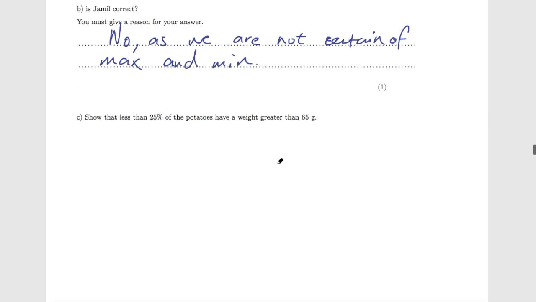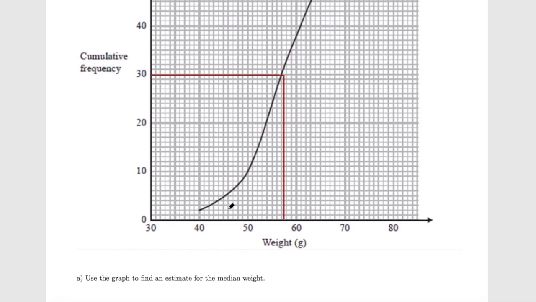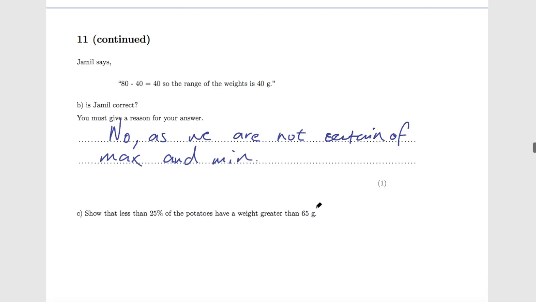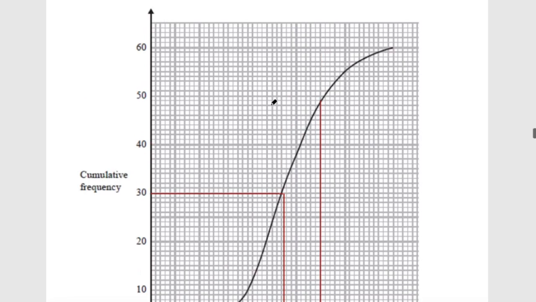Part C says show that less than 25% of the potatoes have a weight greater than 65 grams. So let's go back to the graph now and find 65 grams on the x-axis. That's going to be here. We want to show that less than 25% have a weight greater than 65 grams. So let's go up to the graph from 65 grams. This allows us to find how many potatoes there are greater than 65 grams. And then we can go across to the cumulative frequency.